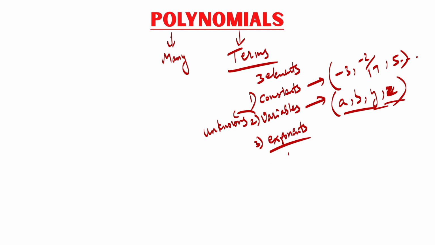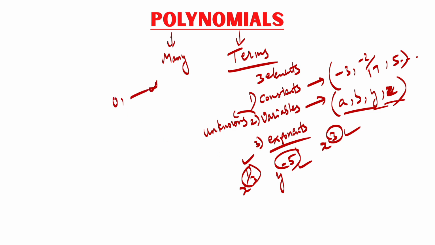And what are exponents? Well, exponents are whole numbers. And these are the values to which the variables can be raised. For instance, take x cube. Here 3 is a whole number and this is an exponent. If we consider x power 1/3 or y power -5, let's say, these cannot be exponents because exponents cannot take fractional values or negative values. They take only the whole numbers from 0 to infinity.